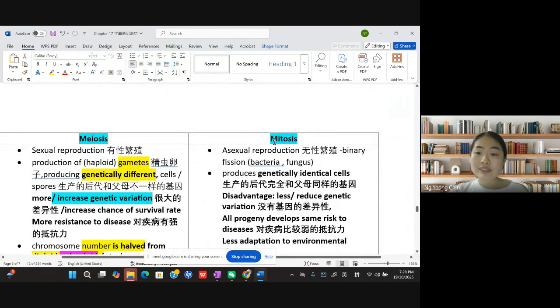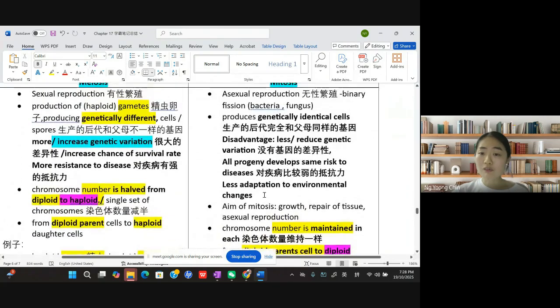So how about the purpose of mitosis? Mitosis is very simple, okay? It is just about from 1 become 2. And then the daughter cell's chromosome number is totally the same as the parent cell. If the parent cell has 96, the daughter cell also has 96. That's all.